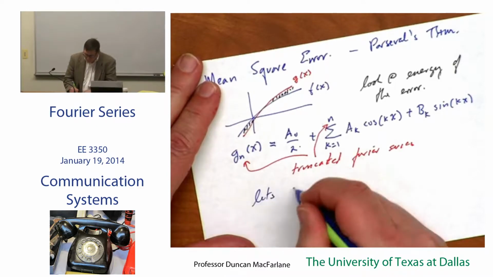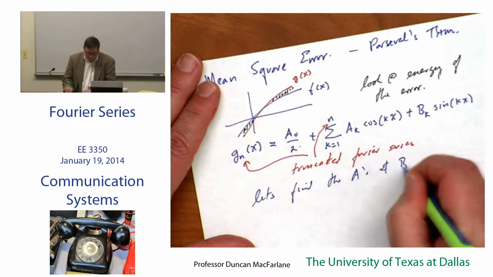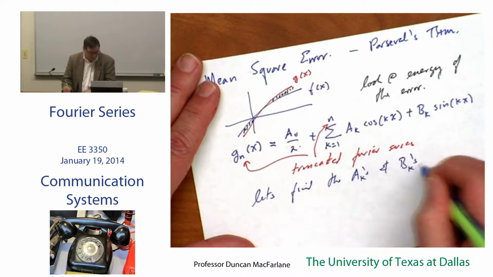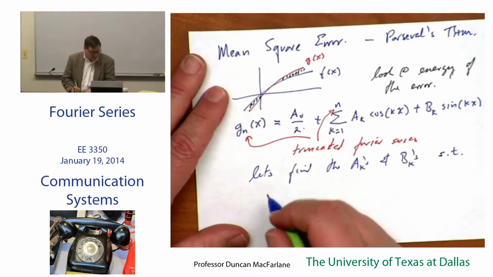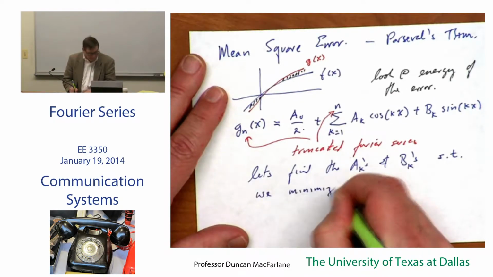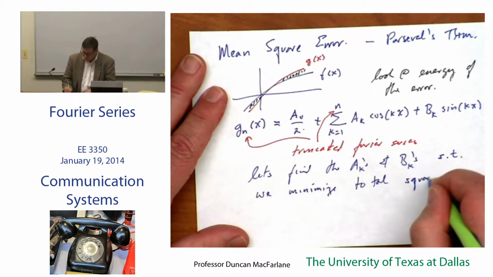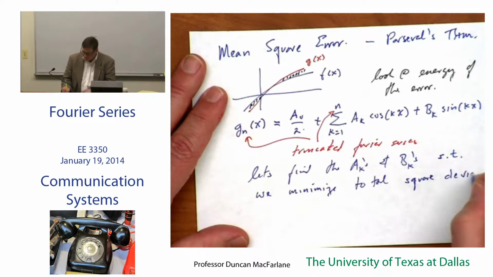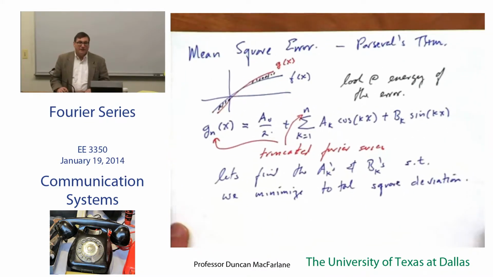So let's find the A's and the B's, the A sub k's and the B sub k's, such that we minimize the total square deviation. Okay? And the total square deviation is the energy of the error.